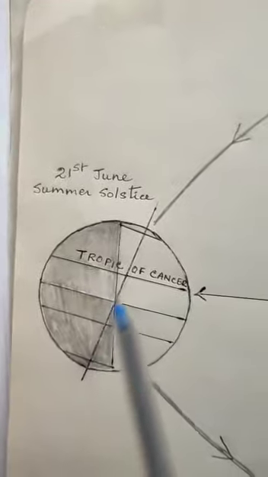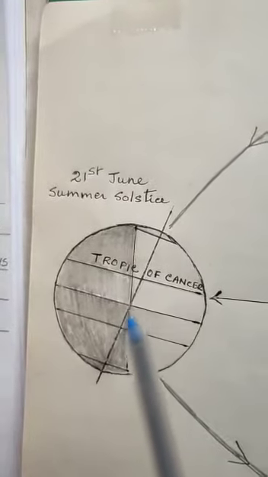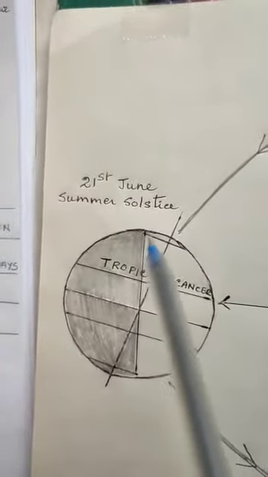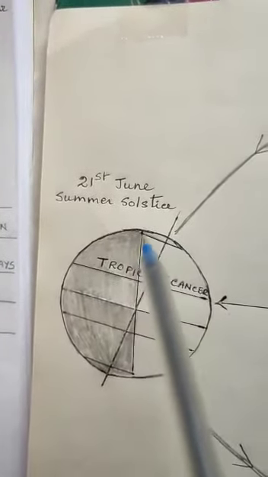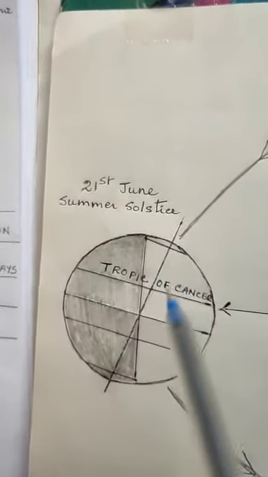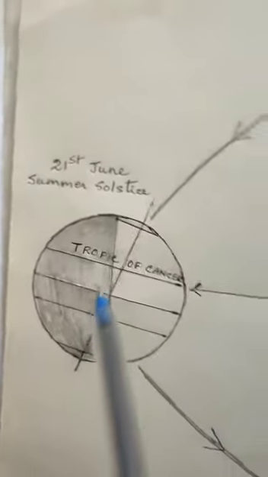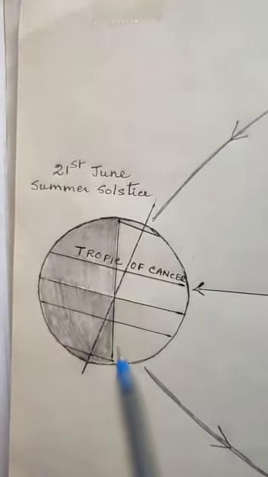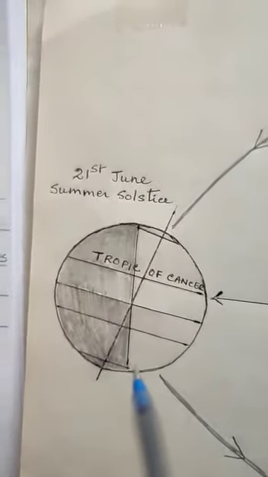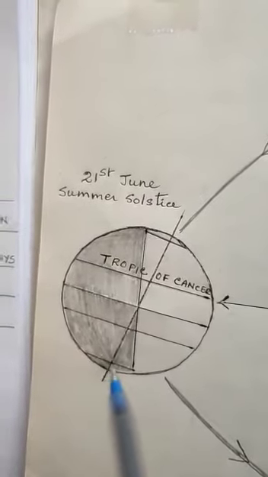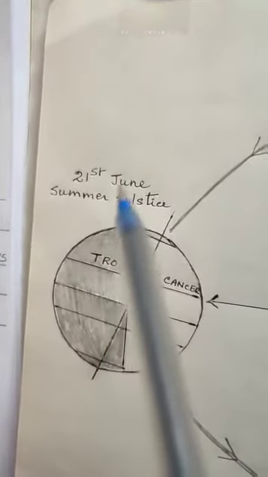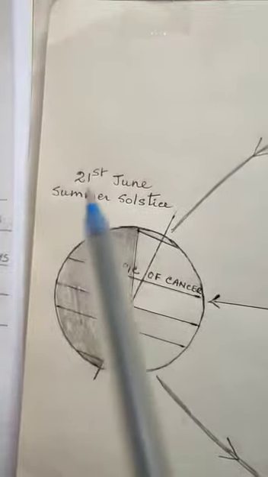Now you see the duration of day. Duration of day increases from the equator to the North Pole, and beyond the Arctic Circle there is 24 hours daylight. But in the southern hemisphere, duration of day decreases from the equator to the South Pole, and beyond the Antarctic Circle there is total darkness. So this position is called summer solstice, 21st June. Now look at this position.